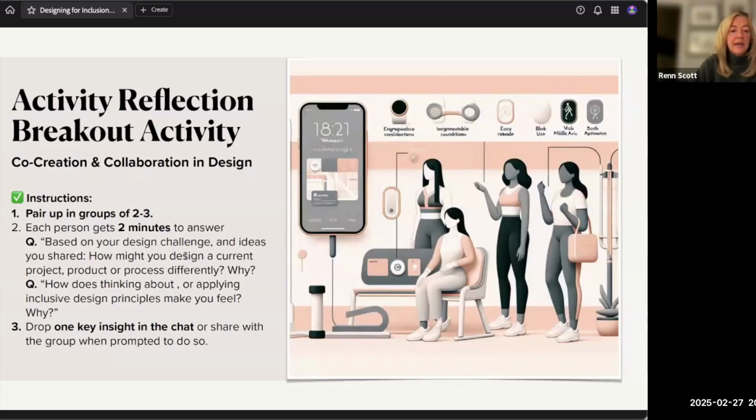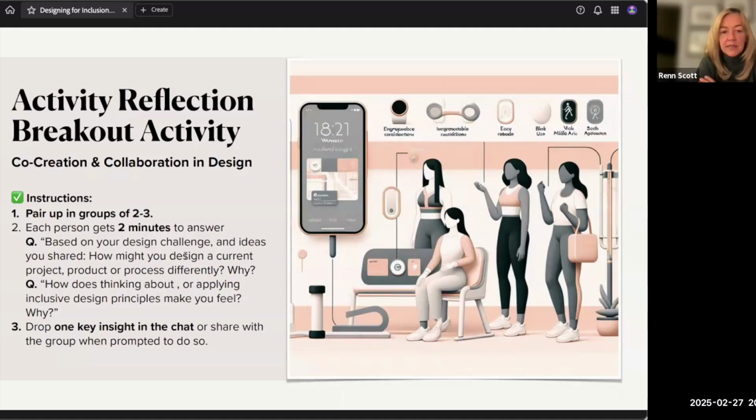Followed by, how does thinking about or applying inclusive design principles make you feel? I'll give you a chance just to reflect on those two questions. If you'd like to write that down in front of you in your notebook, on your notepad, on your computer, or directly into the chat. If you do not want to say it out loud, that would be great as well.